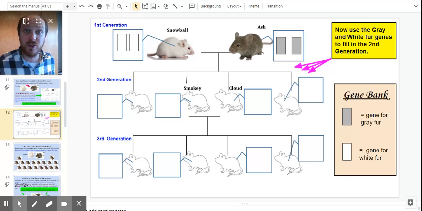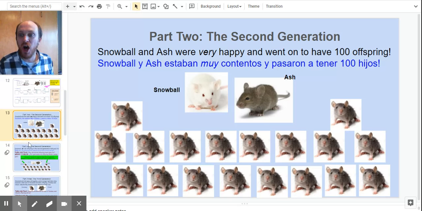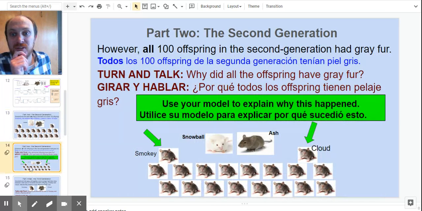Okay, I'm hoping that you've made your predictions because we'll keep going in the story, okay? So Snowball and Ash were very happy, and they went on to have 100 different offspring. Wow. Here's the thing, though. All 100 offspring had gray fur. How did that happen? Show this on your model.